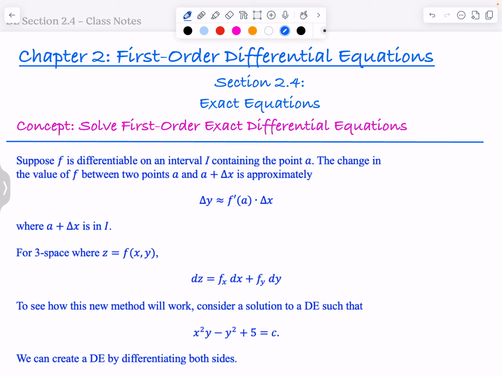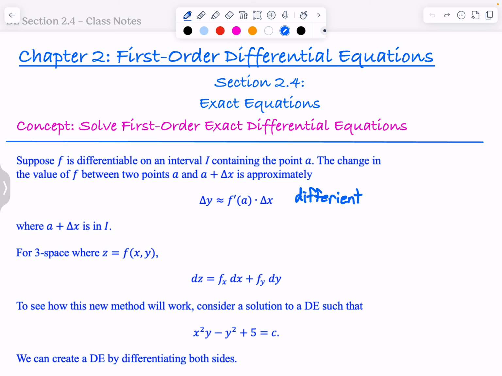Suppose f is differentiable in an interval I containing the point a. The change of f between two points, a and a plus delta x, the change in x, is approximately f prime of a times delta x. This is what's called a differential. Maybe that'll ring a bell. Differential.